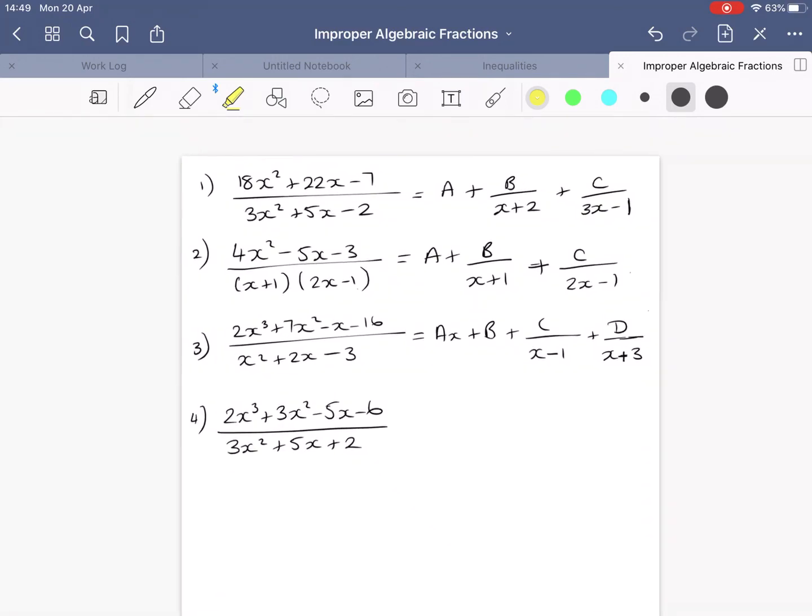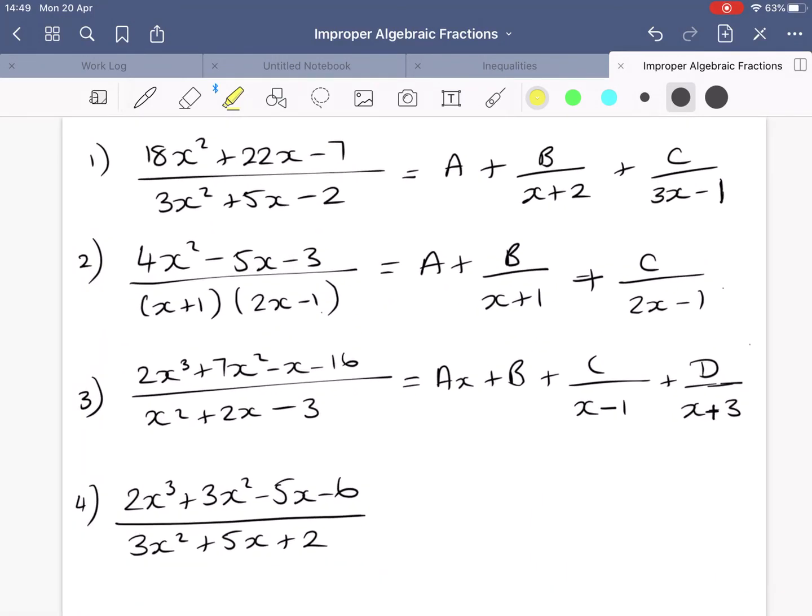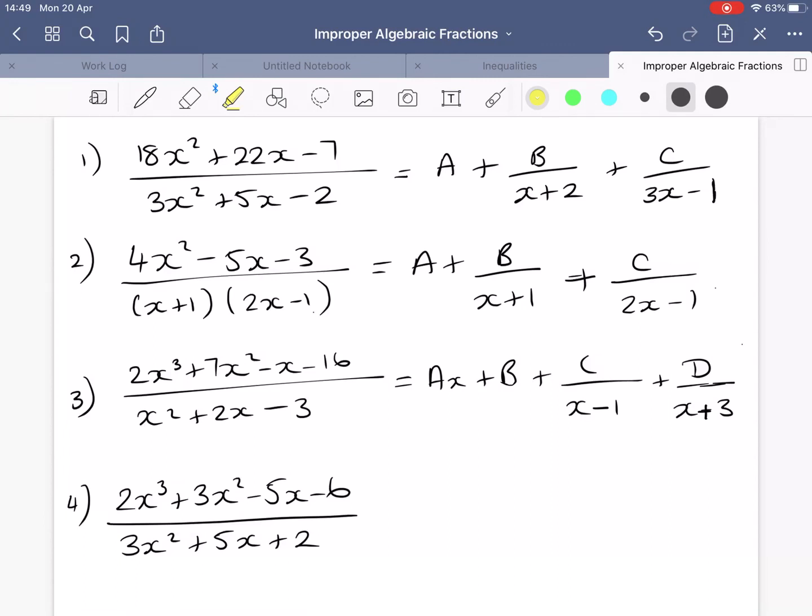But I've got 4 for you to do. So have a quick go. Press pause. And I will then show you the solutions.